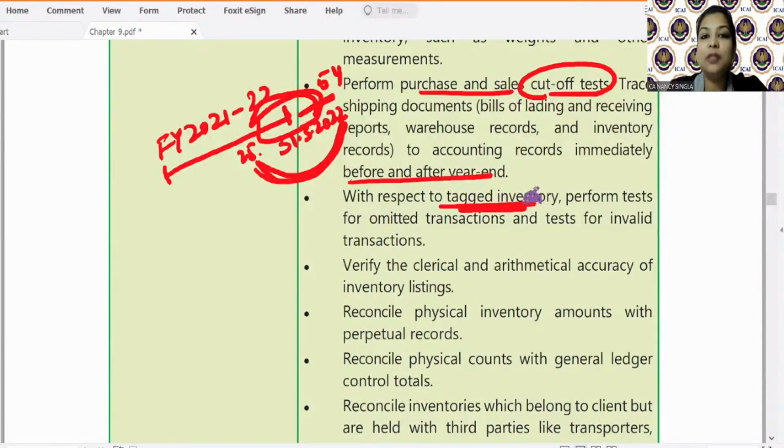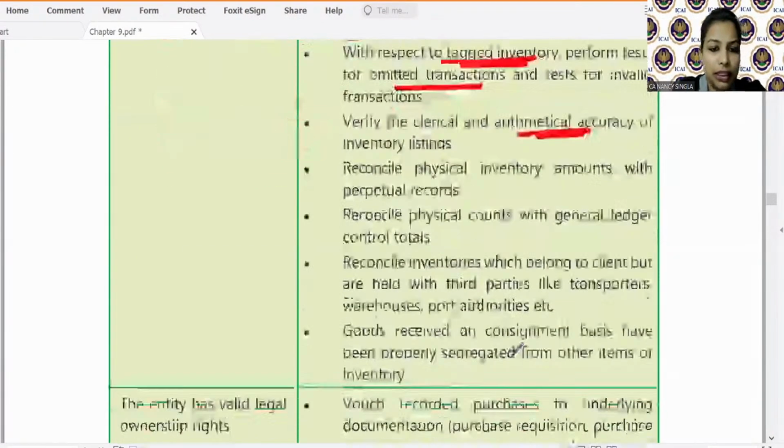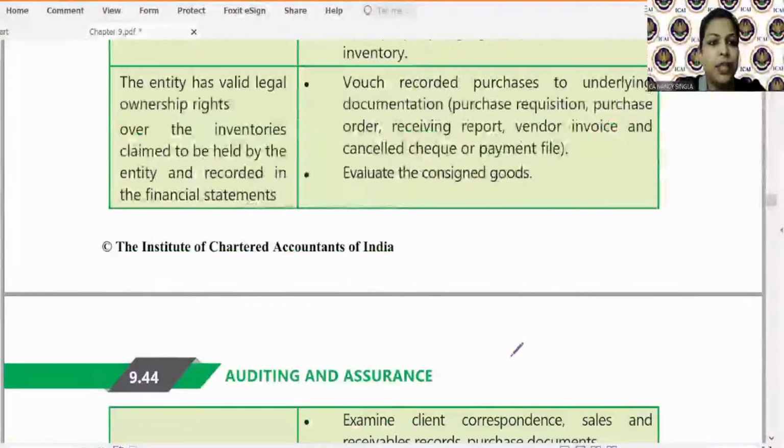If an inventory has been tagged, right? Tagging is there, so it should not happen that it is not coming in the books of account, that is, omitted, okay? Same way he will consider what? Arithmetical accuracy. Then these are again the same points, right?